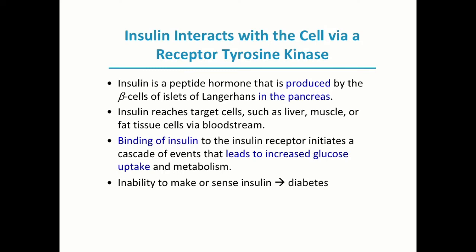We're going to illustrate a receptor tyrosine kinase by talking about the insulin receptor. Insulin is a peptide hormone that is produced by the beta cells of islets of Langerhans in the pancreas. Insulin reaches target cells such as the liver, muscle, or fat tissue via the bloodstream. And the binding of insulin to the insulin receptor initiates a cascade of events that ultimately leads to increased glucose uptake. And diabetes is a disease where you're unable to make or sense insulin.